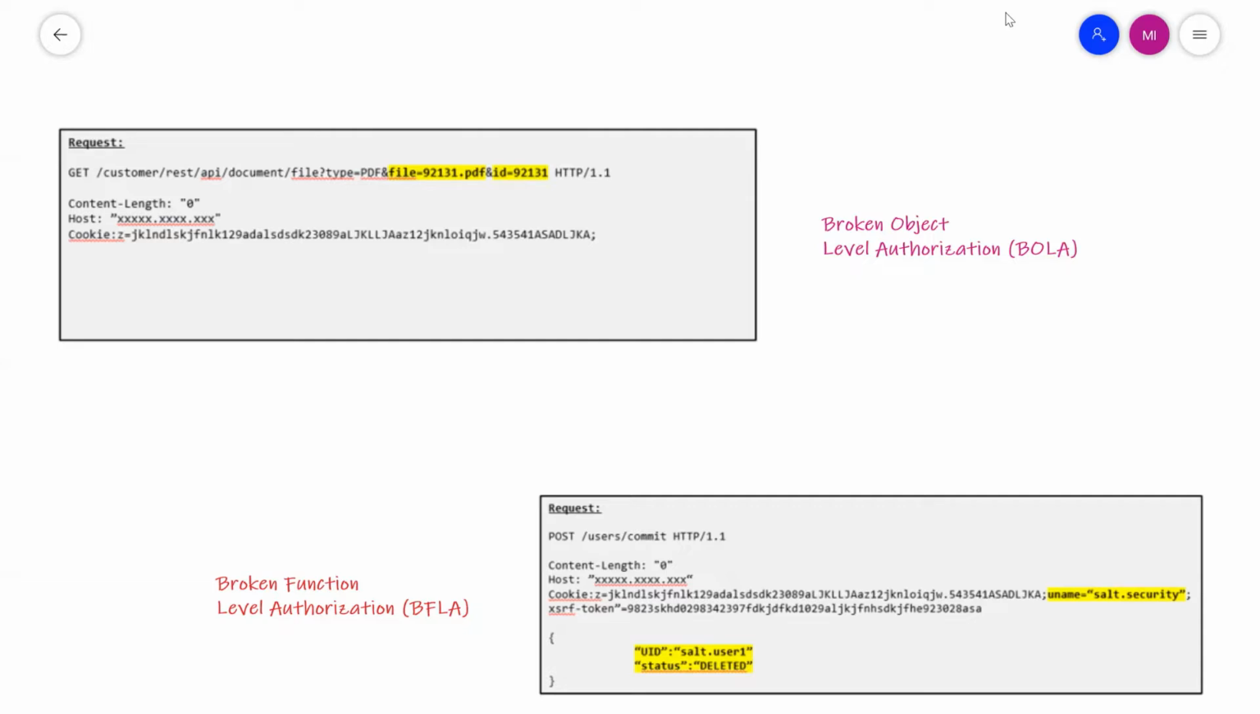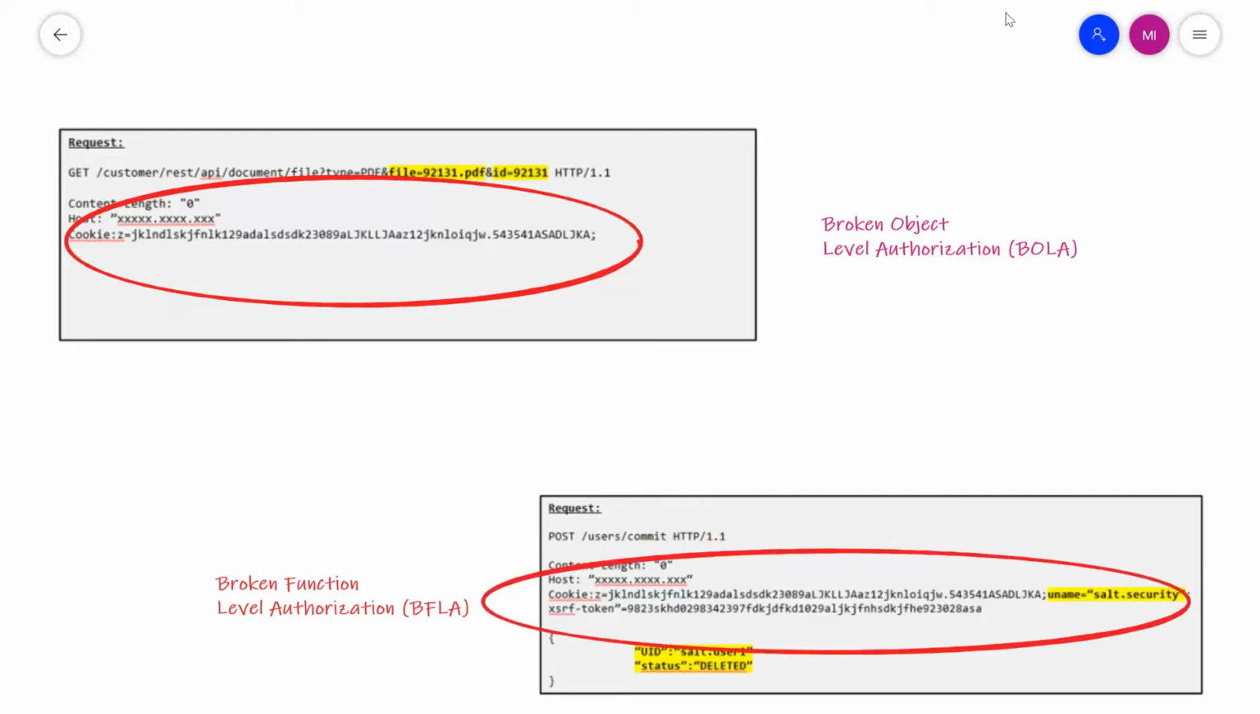Both the broken object level authorization, or BOLA, and broken function level authorization, or BFLA, appear on the OWASP API Security Top 10, the 2019 edition. The most important pieces of information to zone in on here: you'll notice that we have a cookie, right? As the researchers in this case, or if we were an attacker, we would first work by obtaining an authenticated session. You'll see the same thing down here on the BFLA example. Again, we have authenticated state, so none of these attacks are occurring in an unauthenticated session.